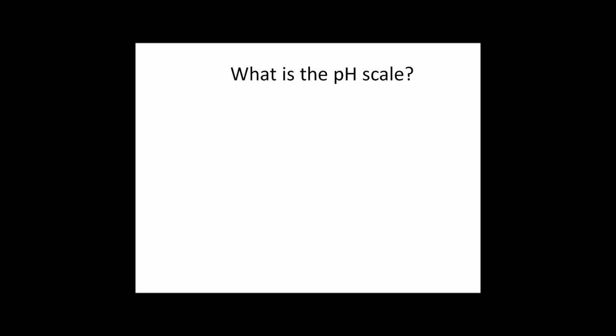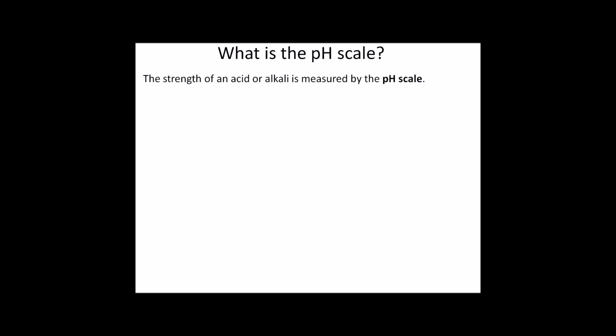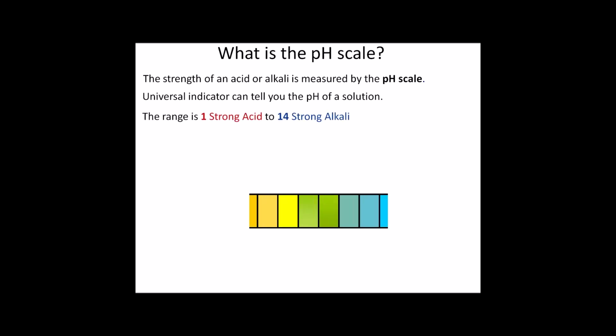So first step, what is a pH scale? Hopefully we've already got a really good idea of this from previous learning. We should know the colours, we should know the numbers, hopefully you see it in your labs whenever you have a science or a chemistry lesson. So, the pH scale measures the strength of an acid or an alkali. If you don't know that, now you do. And universal indicator can be used to detect what the pH of something is on the pH scale.